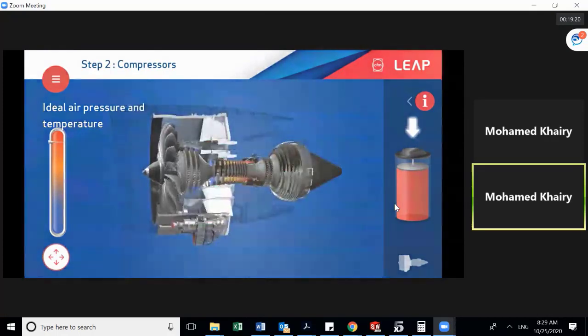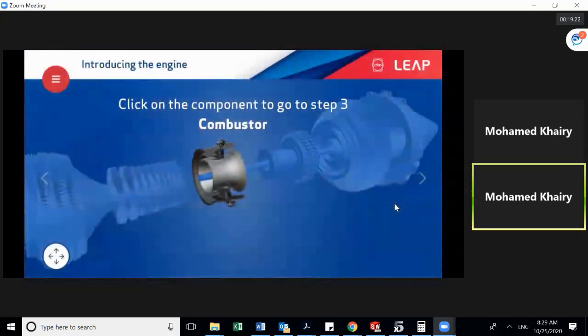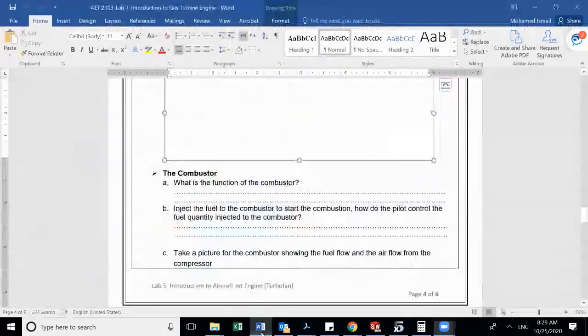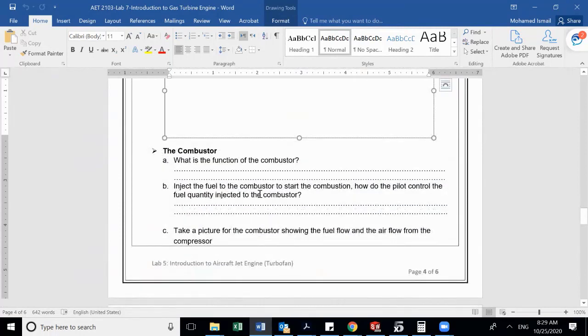Okay, so we'll go to the next step, and here we'll have the combustor. Before that, let's read the associated questions. So what is the function of the combustor? Inject the fuel to the combustor to start combustion. How do the pilot control the fuel quantity injected to the combustor?